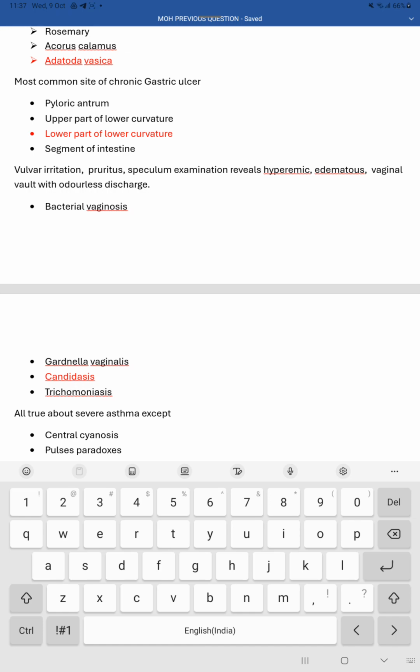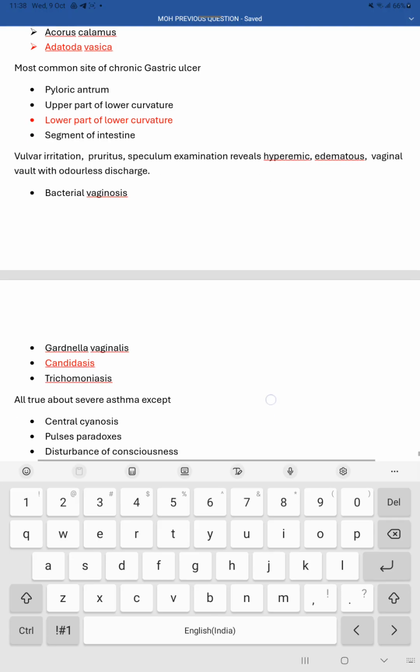In trichomoniasis, you will get frothy yellow colored vaginal discharge. In candidiasis, severe itching sensation, white color, cottage cheese type of discharge you will be getting. Odorless cottage cheese type of discharge will be there. So that's why the answer will be candidiasis.